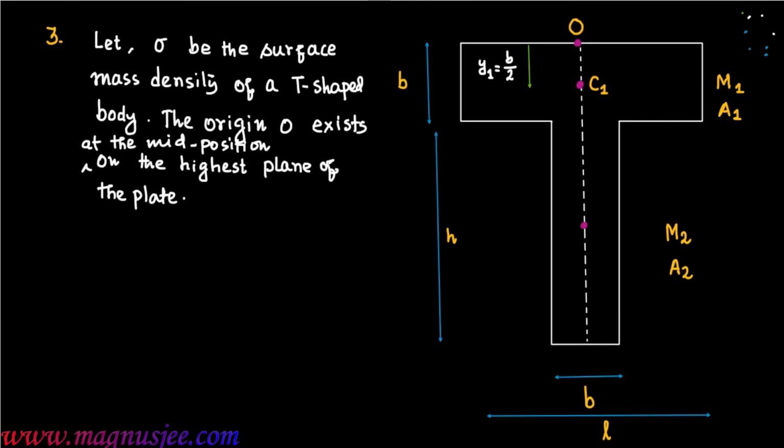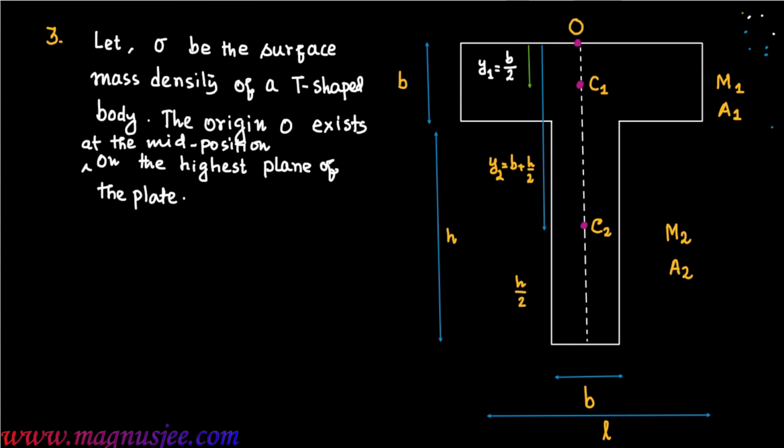Y1 equals B by 2, where B is the width of the horizontal part. C2 is the center of mass of the vertical part, which is at a distance Y2 equal to B plus H by 2.